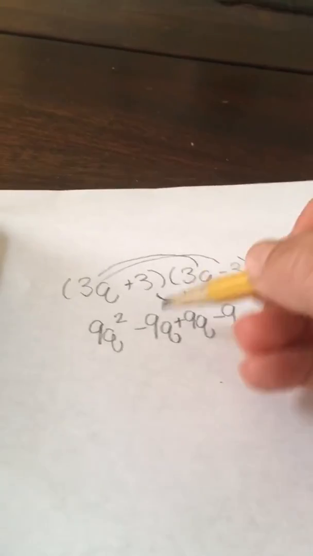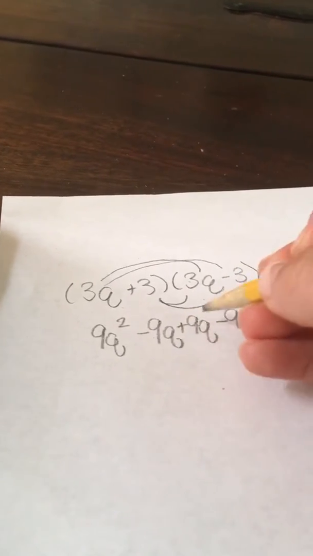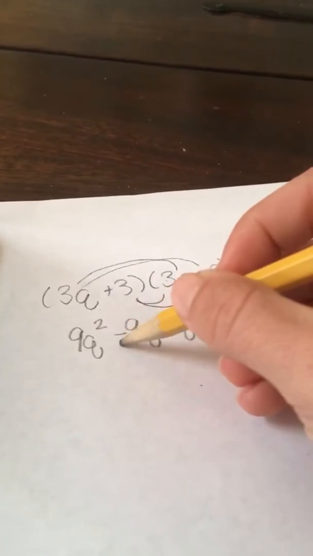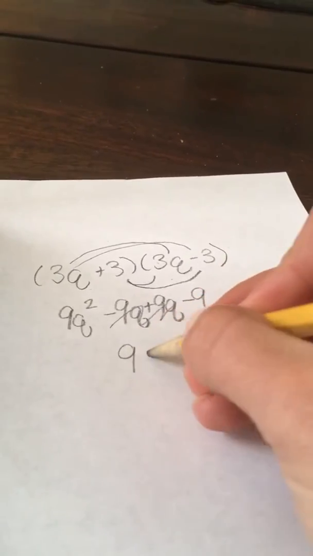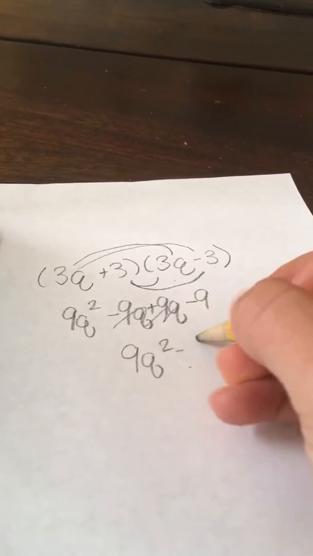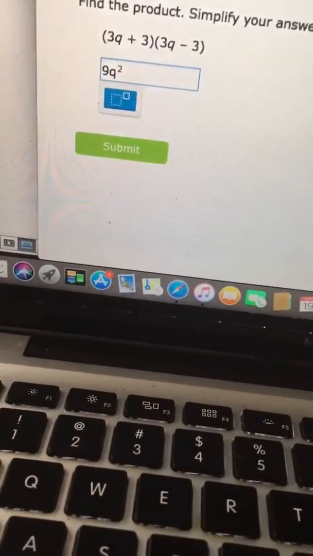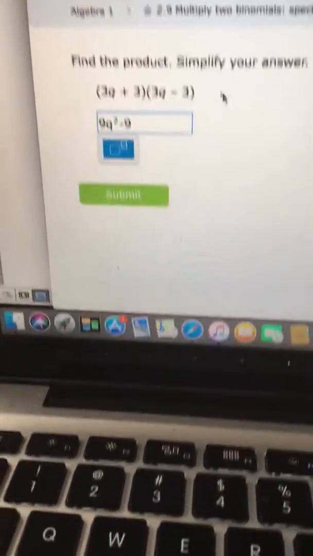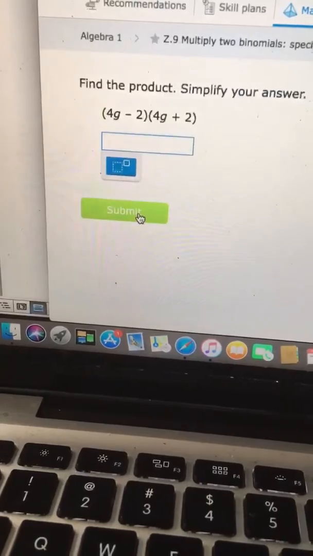So in this case, the middle terms actually do cancel out because you have negative 9q's and positive 9q's. They end up being 0q. You don't have to write that. You can just write your final answer as 9q squared minus 9. And all the problems in this section should be like one of those two that we did.